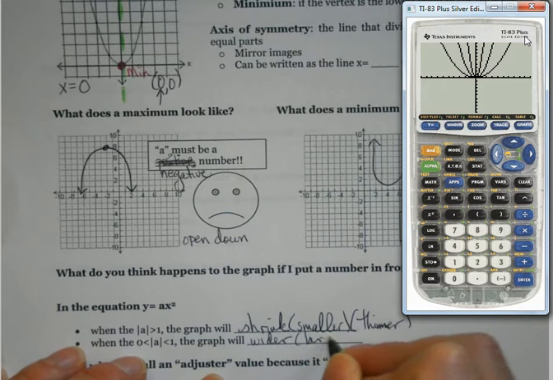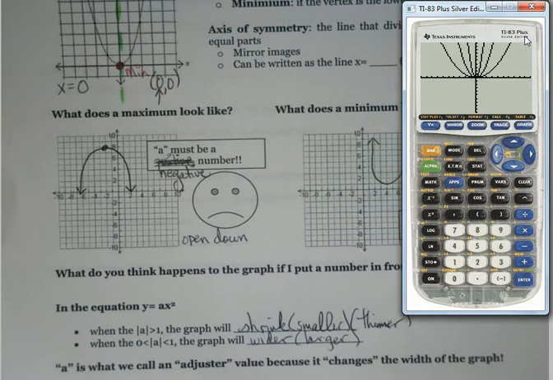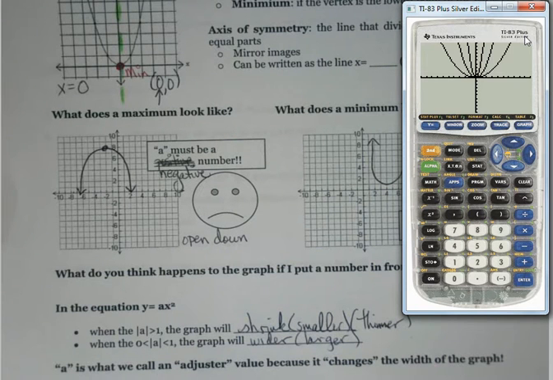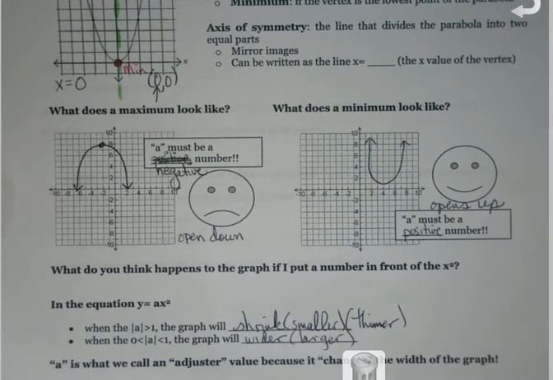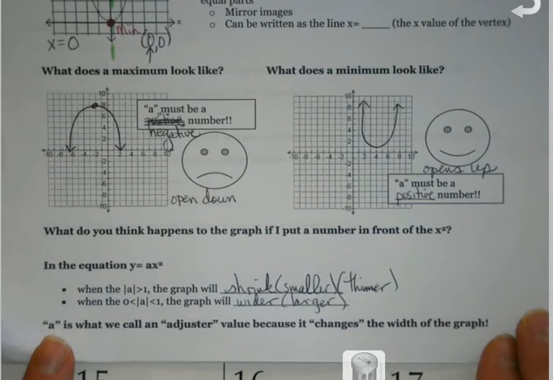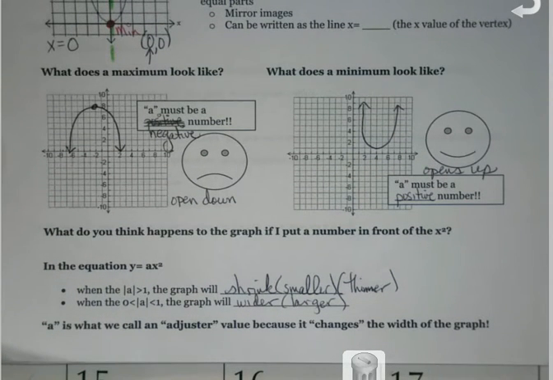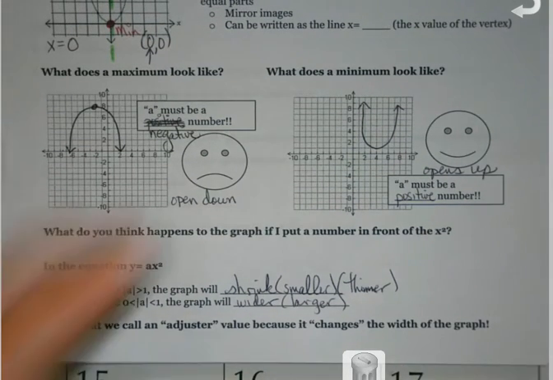So my graph gets wider or larger. There's going to be a point where we're going to be able to look at an equation and figure out if it opens up or down, figure out if it has a min or a max, figure out if it's going to get skinny or wide. There's going to be all sorts of things that we can look at. So that a value, that number in front that we'll be talking about here as we start to graph more, is called our adjuster because it changes or adjusts how wide my graph is going to be.